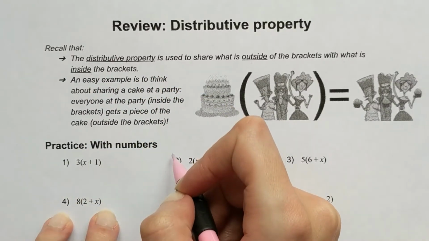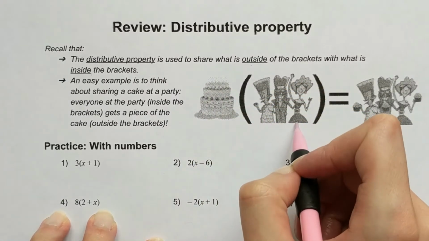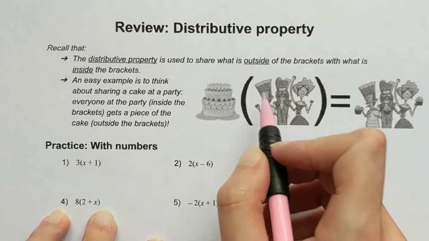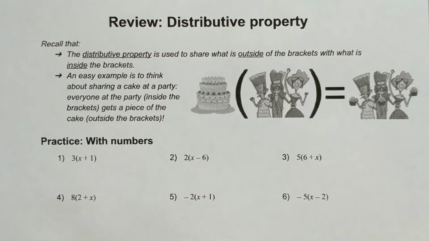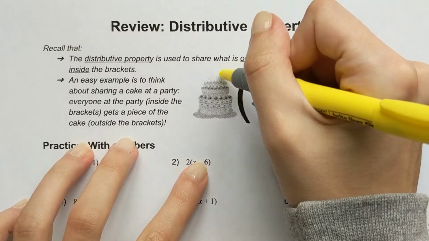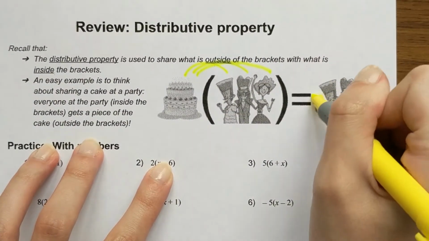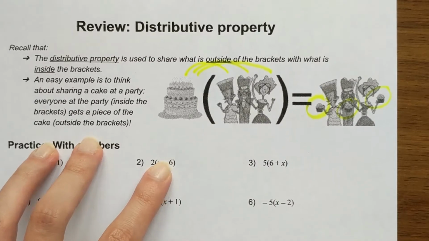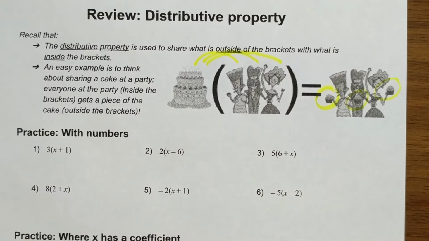So an easy example to think of is sharing a cake at a party. We have the cake here, and here are all the people at the party. Everybody wants a piece of the cake, so the cake has to be shared with each person individually. At the end, everybody has a piece of cake for themselves. So that's the idea here. Distributive property is not new, so hopefully this is just a quick review for you.